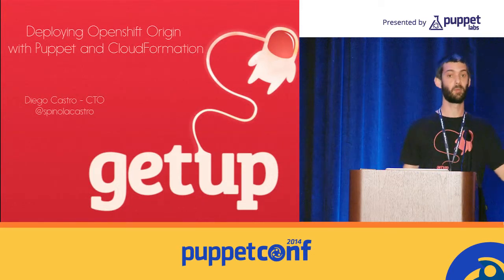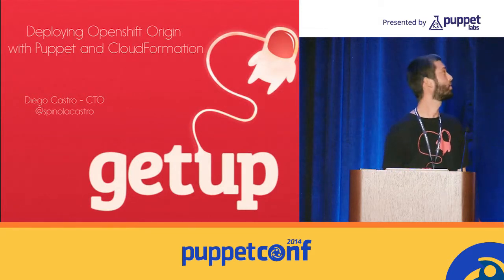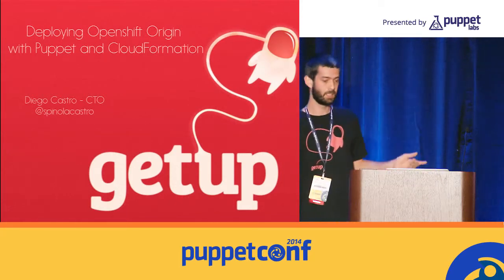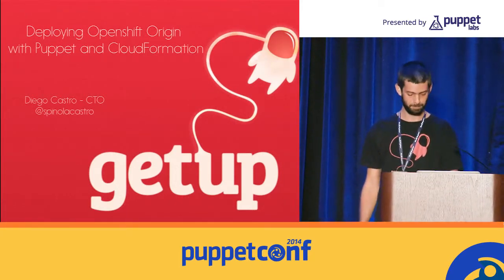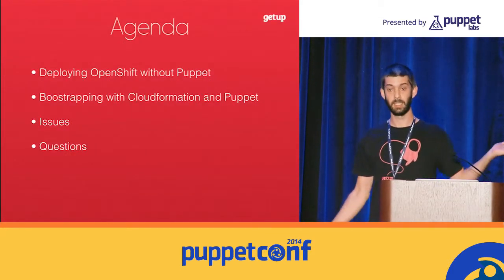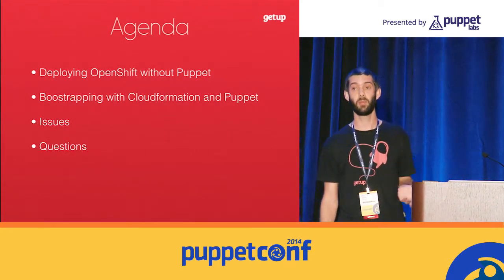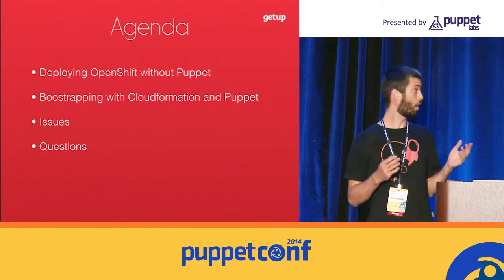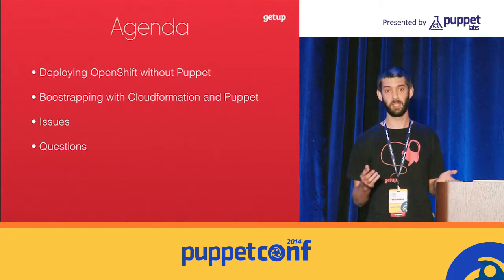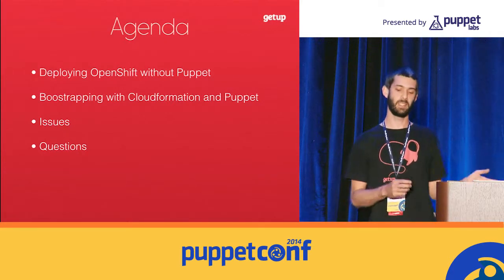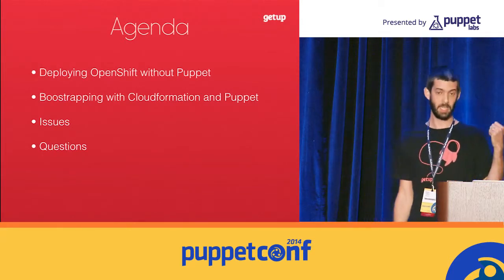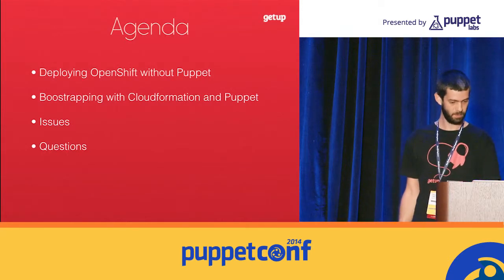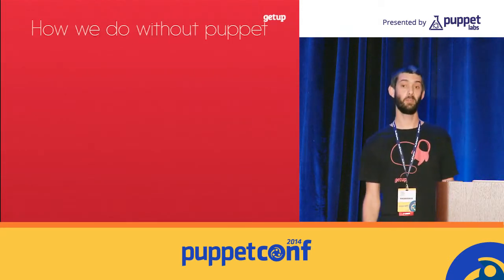I'm Diego. I'm the CTO at Getup Cloud. I'm going to show you how we deploy OpenShift with CloudFormation and Puppet. I'm going to talk about our deployment system based on CloudFormation and Puppet, some issues that we found, and then questions. Okay, how do we do it without Puppet?